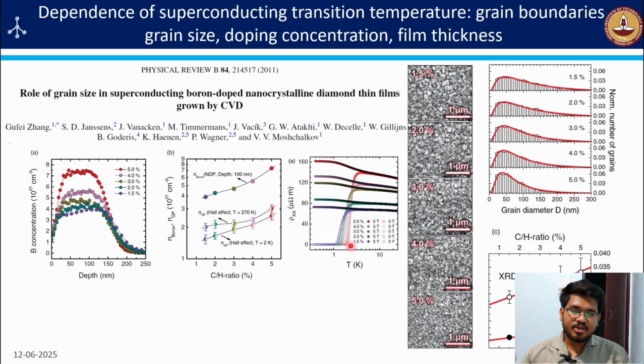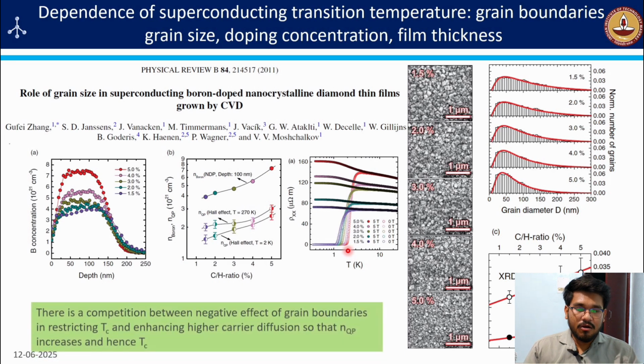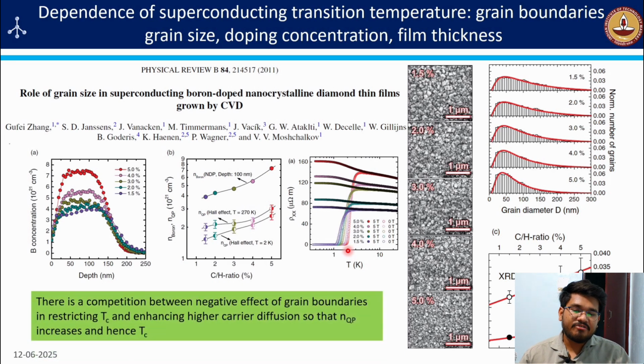So you can see slowly that for a sample with higher grain size, your TC decreases. For a more granular sample, that is, lower grain size, your TC increases. So we have learned that there is a competition between the negative effects of grain boundaries. One is the inhomogeneity, the defects that are affected due to the grain boundary density.